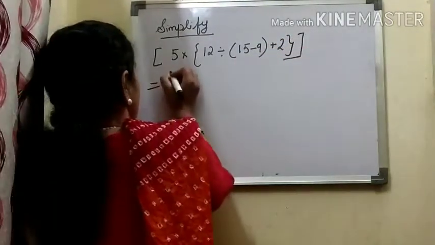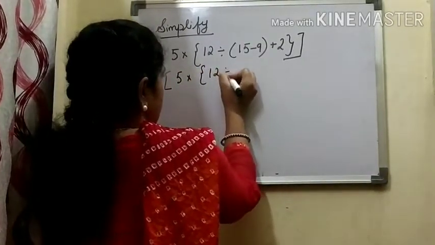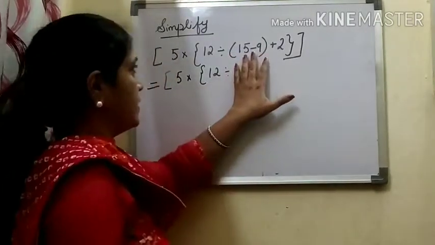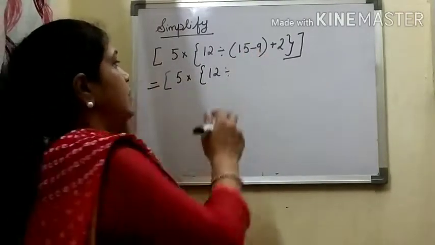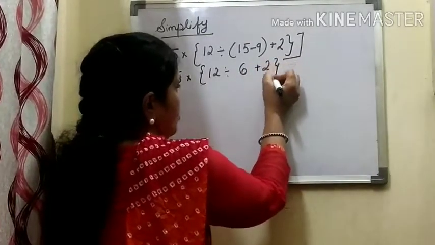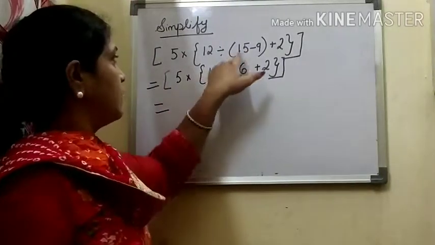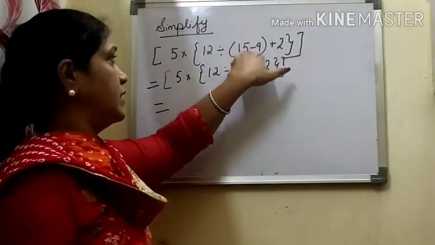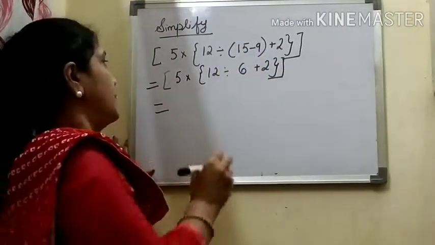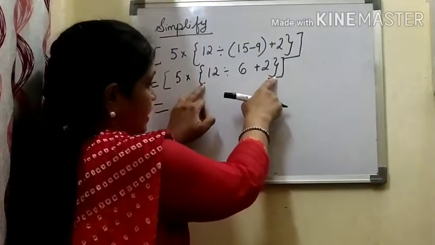So in the first step, we write the same thing first. Let me write it down, equals 5 into 12 divided by. First we will operate whatever is in the small bracket, 15 minus 9. So what will it be? It will be 6. Then I close the curly bracket and then the square bracket. Okay. In the first step, I have solved the operation inside the small bracket, that means 15 minus 9.